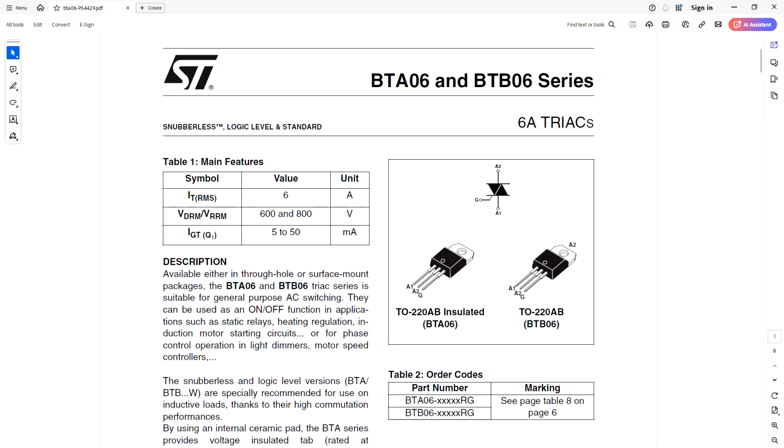Okay, here's a BTA06 series Triac, 6 amp Triac. Very familiar with this part. It's rated for 6 amp of current, anywhere from 600 to 800 volts. The gate requires 5 to 50 milliamps to turn on.